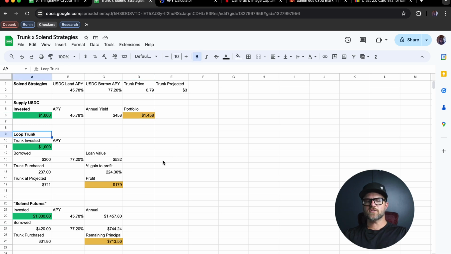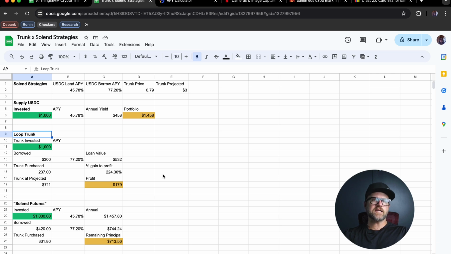The loop Trunk strategy is probably the most degen of all these. However, the price movement of Trunk could be so much that you are making some serious gains, especially as we have seen the price of Trunk go up 20% in a matter of 24 to 48 hours on occasion. So it's completely possible that we could see multiple X's on Trunk by the end of the year.